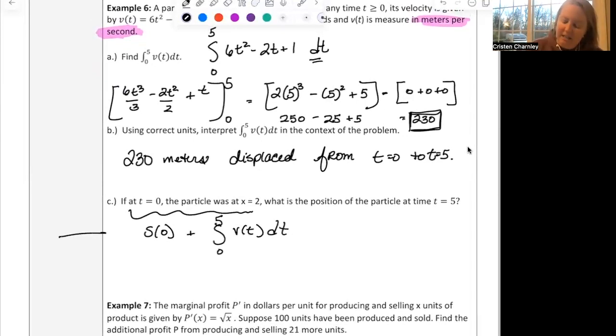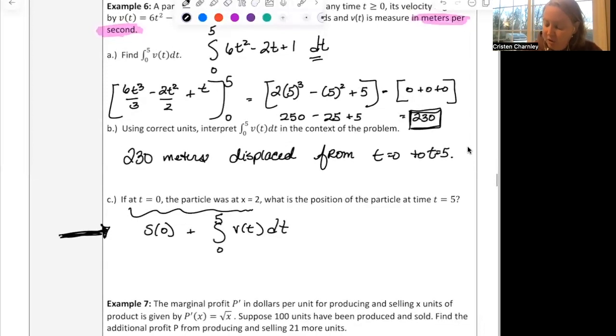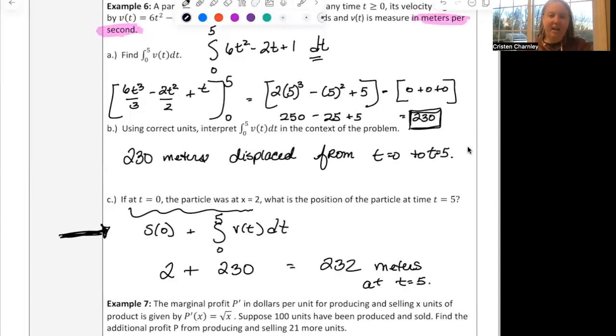So get comfortable with this. Make sure you know how to write this, because you're not always going to start at time 0. You're not always going to have a nice little 2 in the beginning. These problems are going to get more complicated. So you want to take s of 0, which we know is 2, plus the value of the integral, which we found up above is 230. So we have 232 meters at t equals 5. That's not how far it moved, but that's its actual location now. If we know where it started, we can know where it ended.